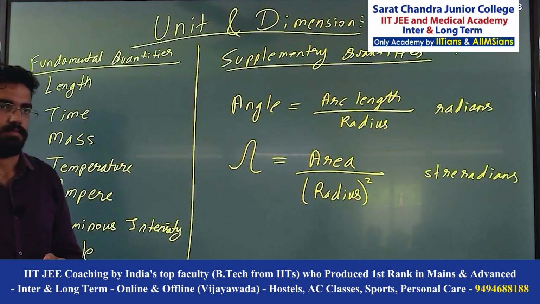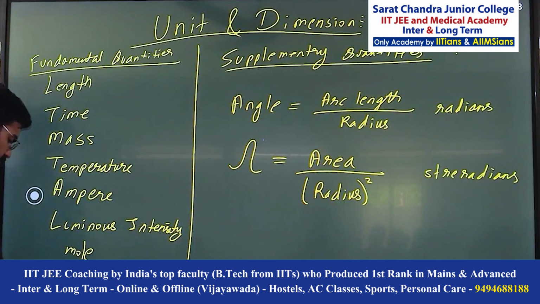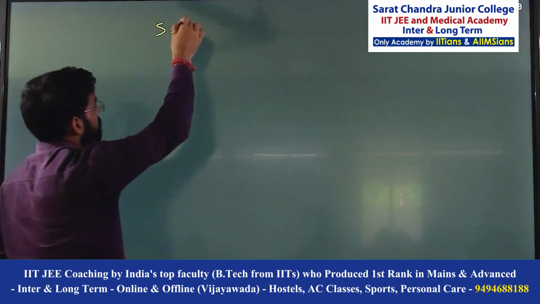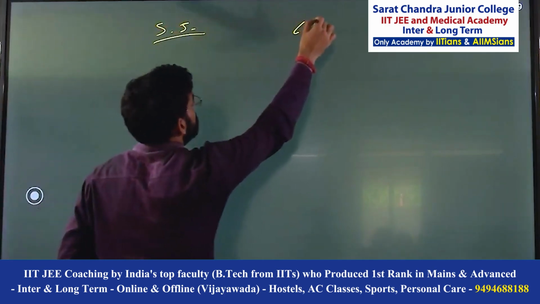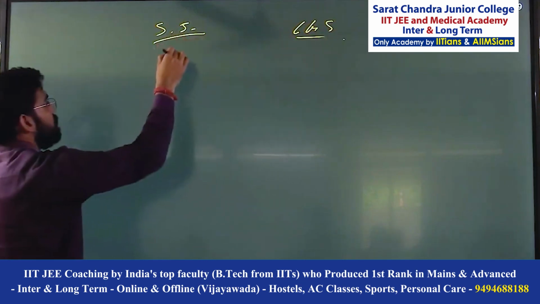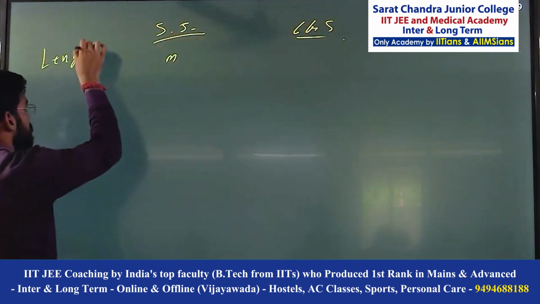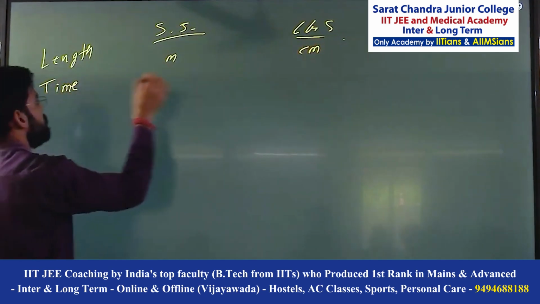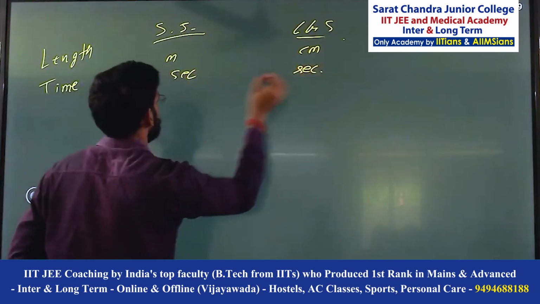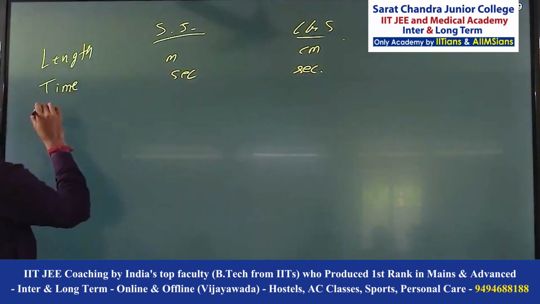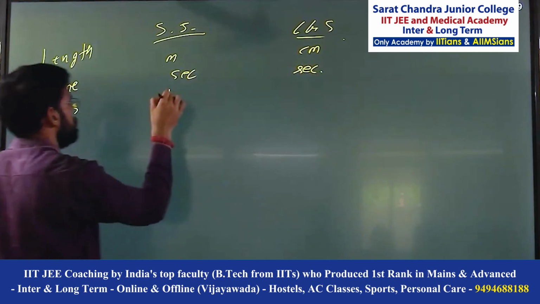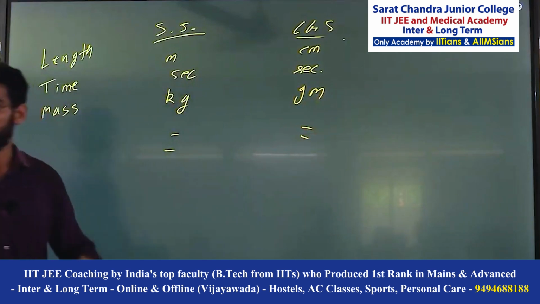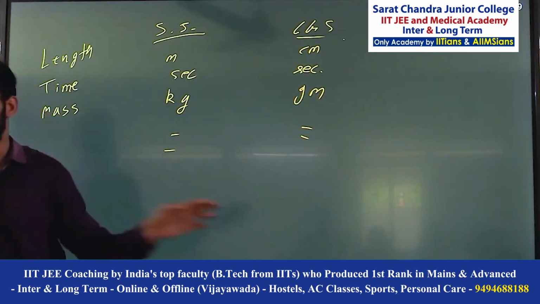So next is unit conversion. There is SI unit and CGS unit, right? In SI unit we measure length in meter and in CGS in centimeter, time in seconds and here also seconds, and what else remaining? Mass here in kg and here in gram. Rest all quantities are same. These two are only different, rest all is same.